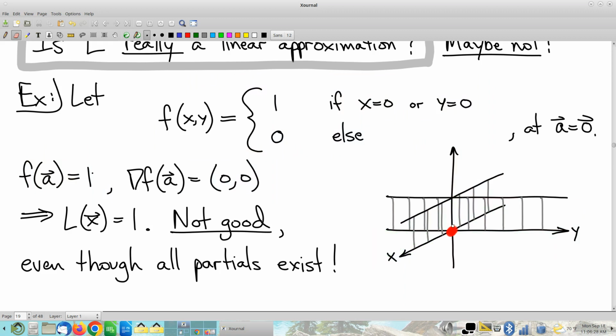Let's get rid of all the mess. And let's think now about what happens as I approach the origin at an angle. Right? As I approach the origin at an angle, the value of the function is 0 for all of those points.